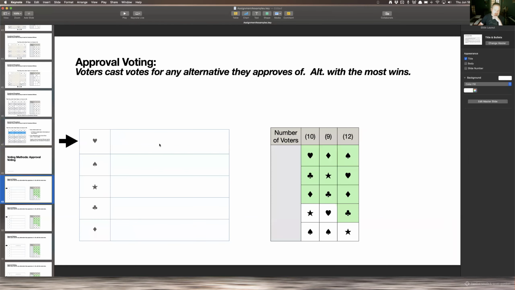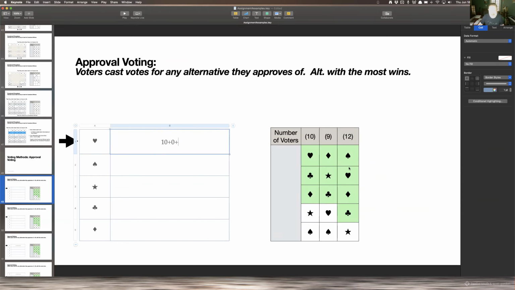All right. So approval voting is you vote for the things you approve of. So hearts gets how many votes in approval voting? Well, it gets 10 plus 0 plus 12, right? So hearts is going to get 22.